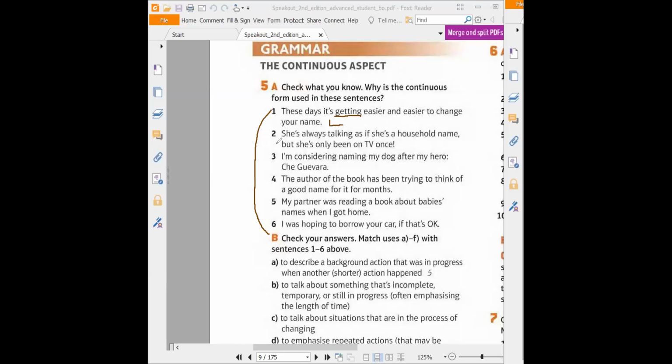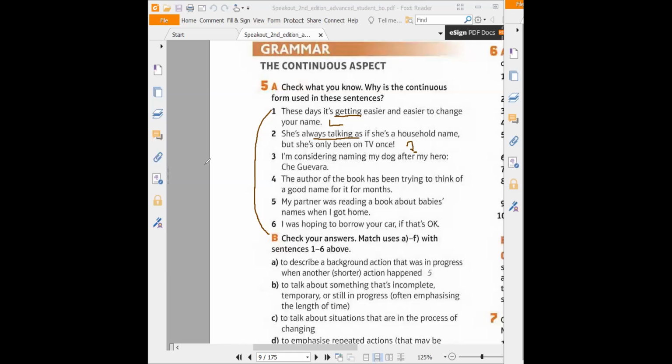Let's read the second one. She's always talking as if she's a household name, but she's only been on TV once. Now, which tense is this? And why did they use it? The one who will answer me, just think about which tense, and why. Who wants to answer it?